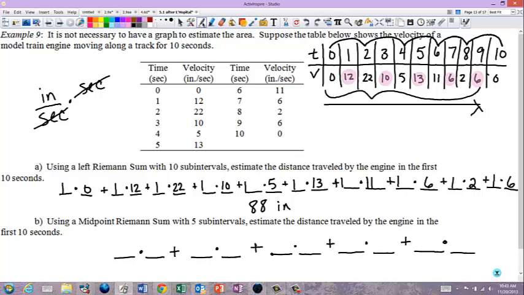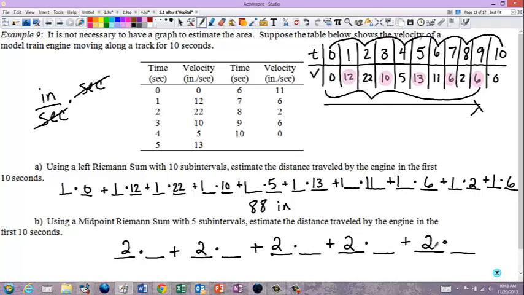So my distance each time, the width of my rectangle, is going to be from 0 to 2. So that's 2. From 2 to 4, 2 again. From 4 to 6, 2. 6 to 8, 2. 8 to 10, 2.